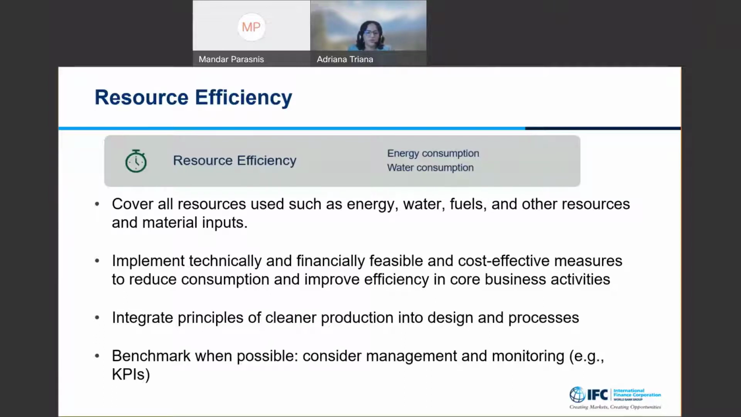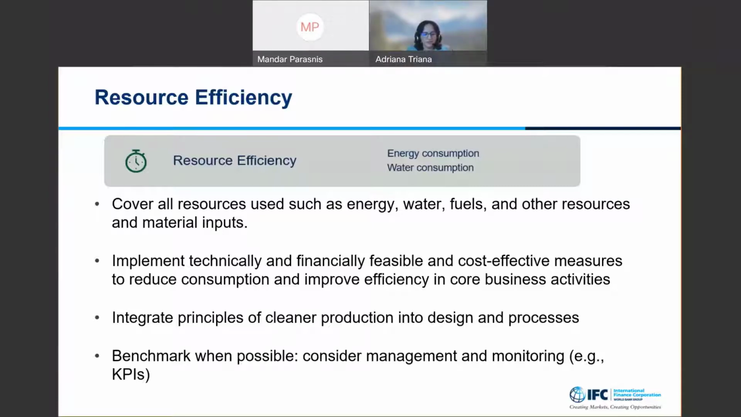Lastly, resource efficiency in Performance Standard 3 also guides the client to monitor and identify key performance indicators, to be able to benchmark or compare the client with other similar projects. First, with itself over time, but also with other projects, and then to know how the project is in relation to good international industry practice, to be able to manage, monitor, and address the differences if there are any.